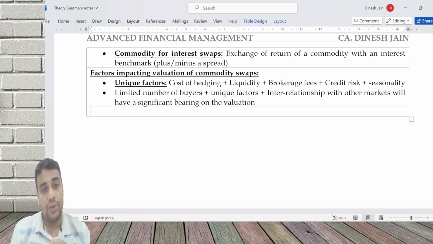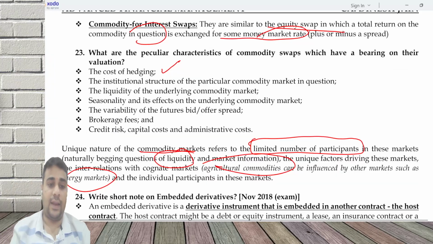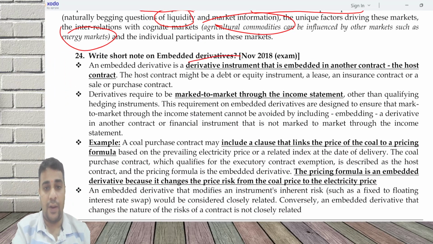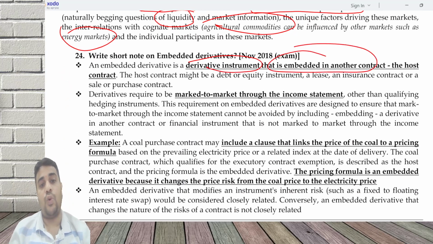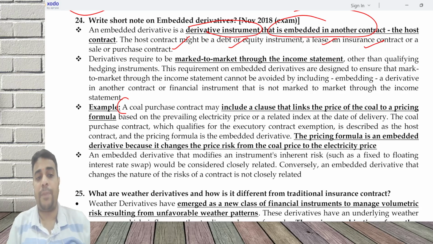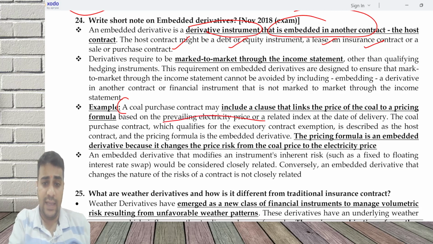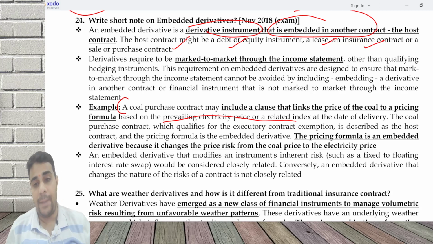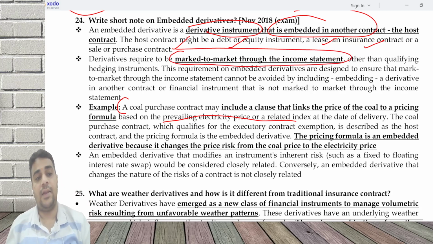So people, in order to eliminate this marking to market risk, may want to enter into a host contract and add a derivative contract in that. An embedded derivative is a derivative contract that is embedded in another contract, the host contract. The host contract can be a debt, lease, insurance, or a sale or a purchase. A beautiful example: a coal purchase contract may include a clause that links the price of coal to a pricing formula based on the prevailing electricity price or a related index. Coal purchase is the host contract, the pricing formula is the embedded derivative, and for this embedded derivative you will have to do mark to market, other than for a qualifying hedging instrument.